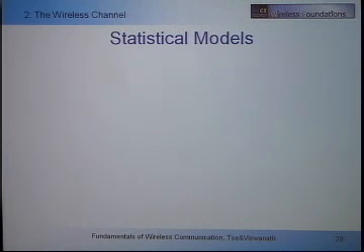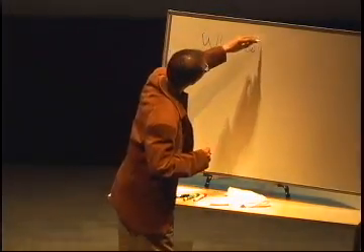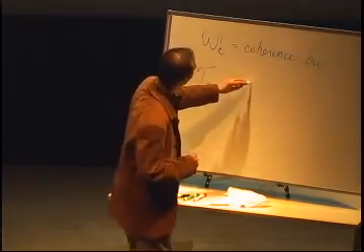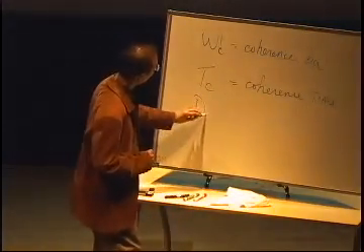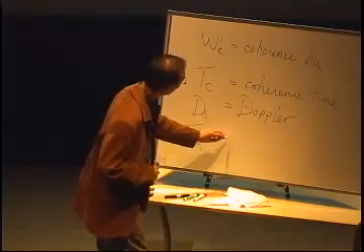Okay, at this point, it's good to recap what we learned. We have 4 numbers here. Okay, let's test people. What are the 4 numbers? The 4 numbers are coherence bandwidth, coherence time, Doppler spread, and delay spread.